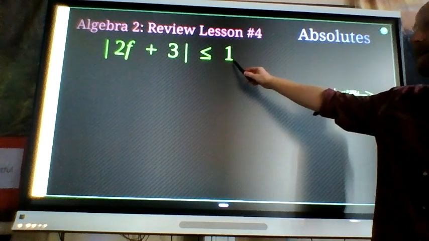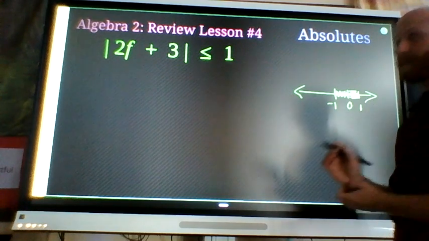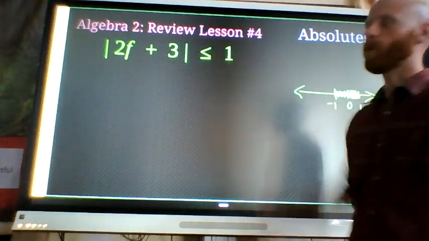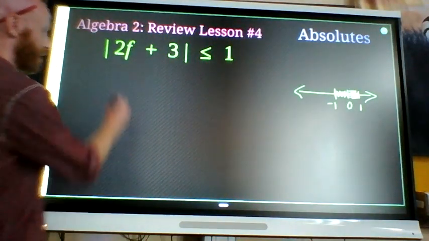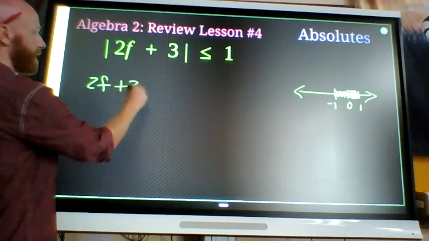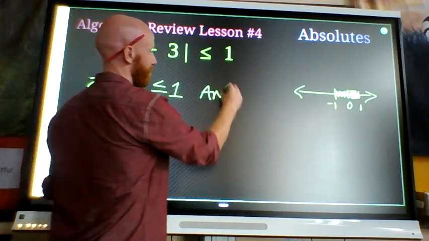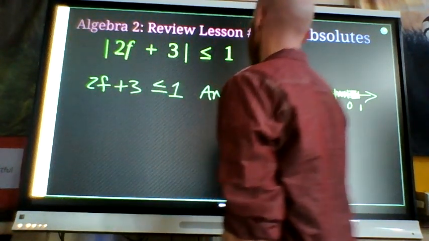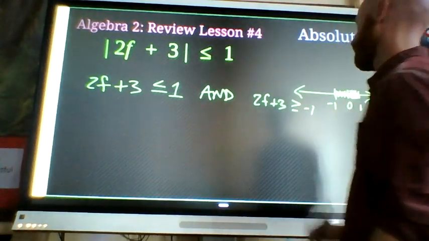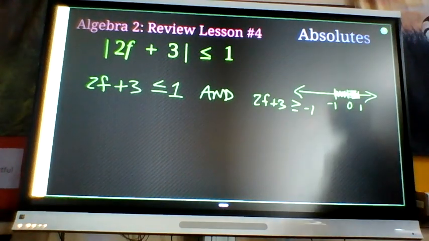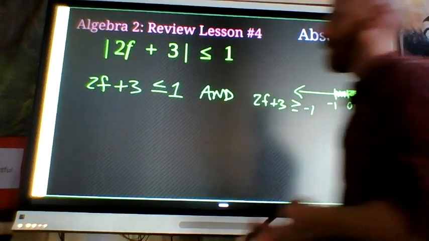All right, the opposite of this. Okay, so I need all of my answers to be between -1 and +1. So what that means is if you have an absolute value coupled with an inequality symbol, it actually turns into a compound inequality, right? 2f plus 3 is smaller than or equal to 1, and 2f plus 3 is bigger than or equal to -1. Okay, that compound inequality. Now, we already looked at solving compound inequalities last lesson, but I'll complete this out here.